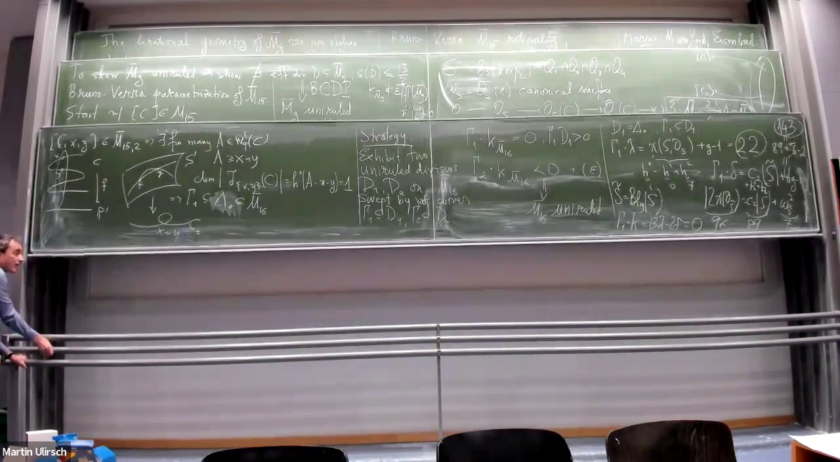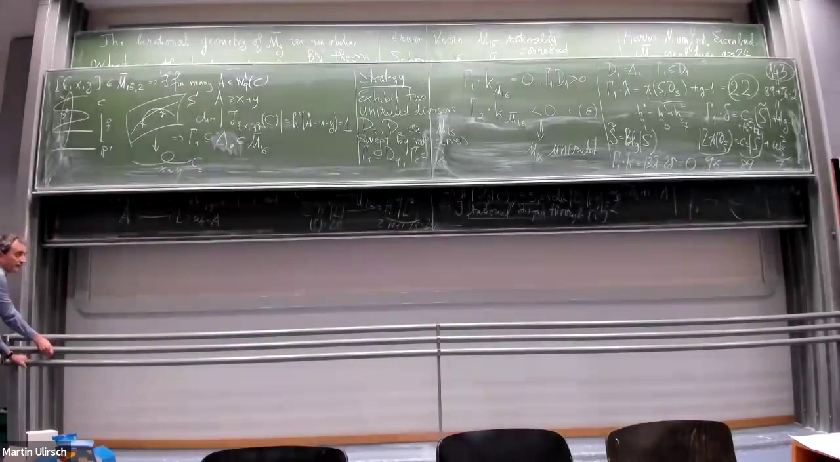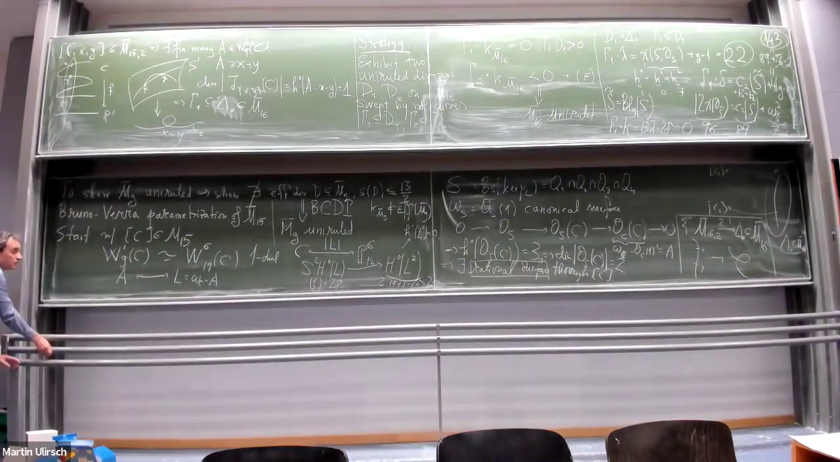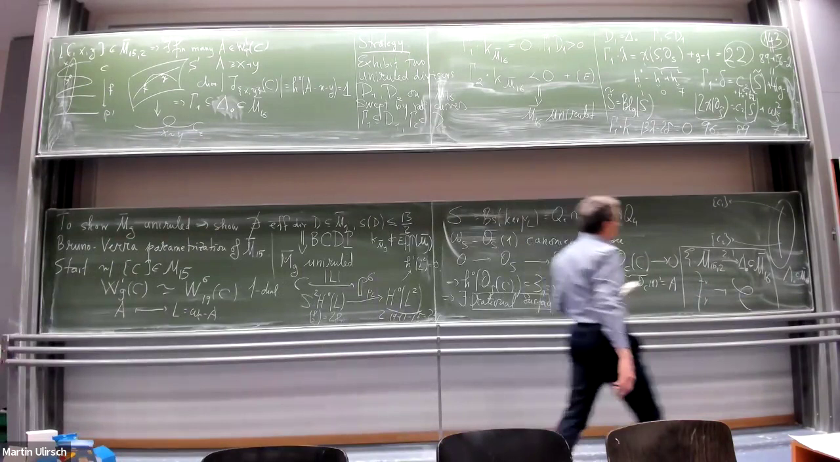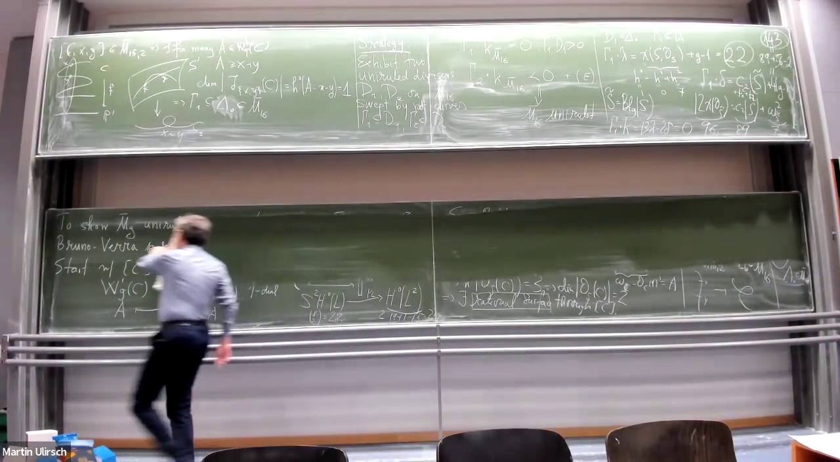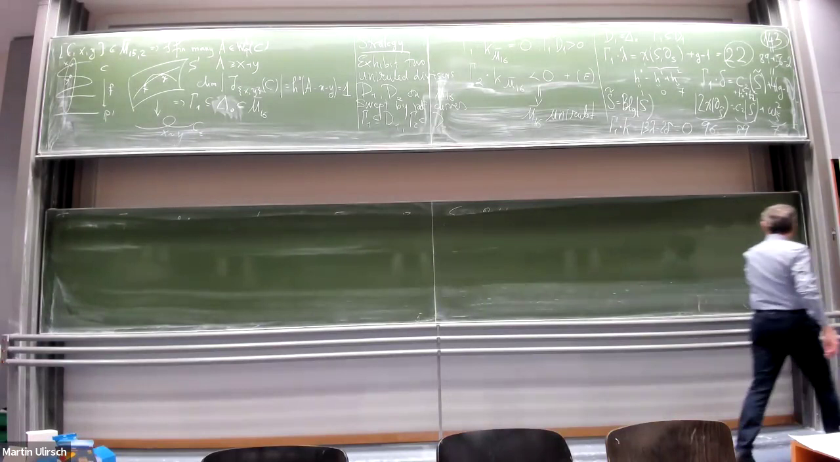So here you need some genuinely new ideas. You don't have anything, the genus is too high, you don't have too high modulus. We need to come up with a new way of parameterizing curves. And this will be the non-abelian Brill-Noether theorem.